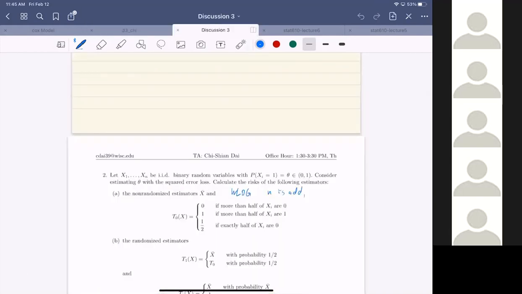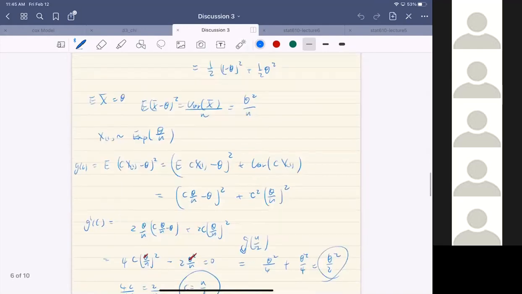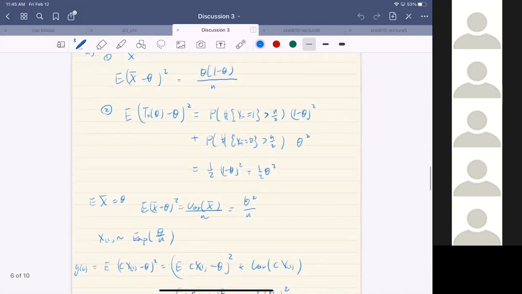Yeah, C is secant square. Yeah, it's secant square.